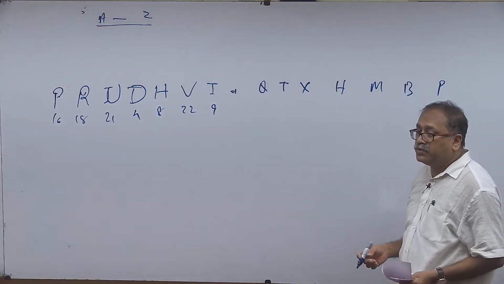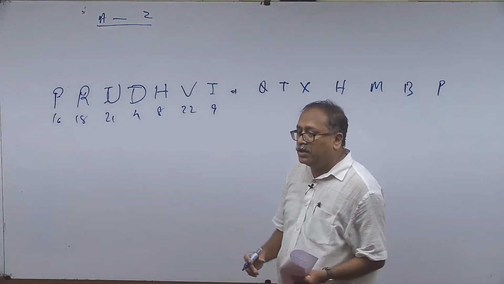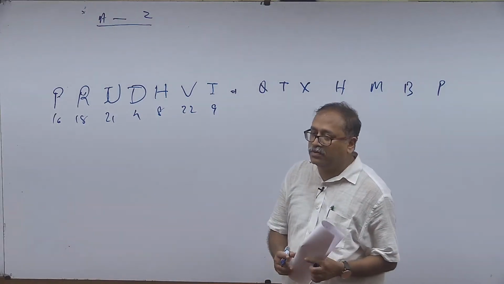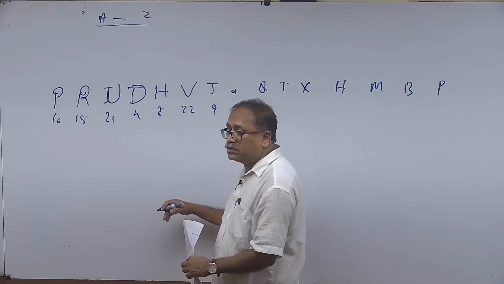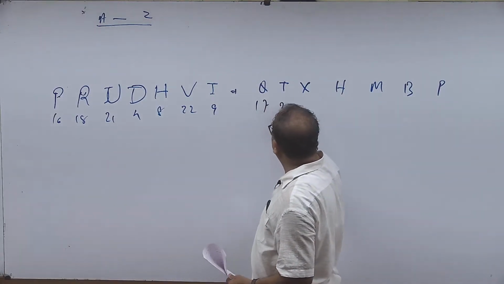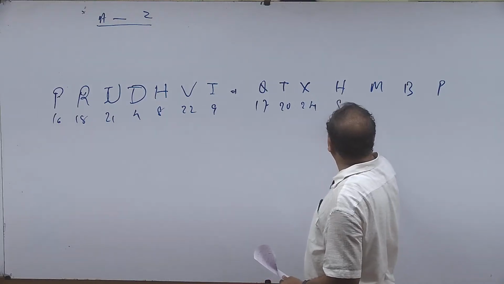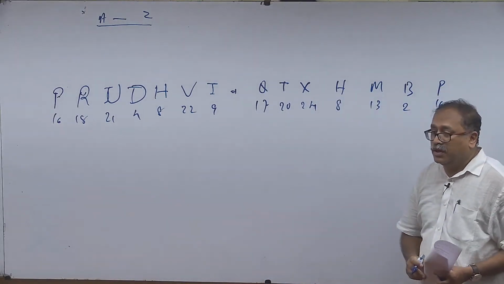So until and unless, they will give some other word, what will be the code of that. If you really look at the last 5 years' questions, then you will come across so many questions of coding and decoding. Then until and unless you don't know that this is 17 and this is 20 and this is 24 and this is 8 and 13 and 2 and 16, we cannot do such questions.